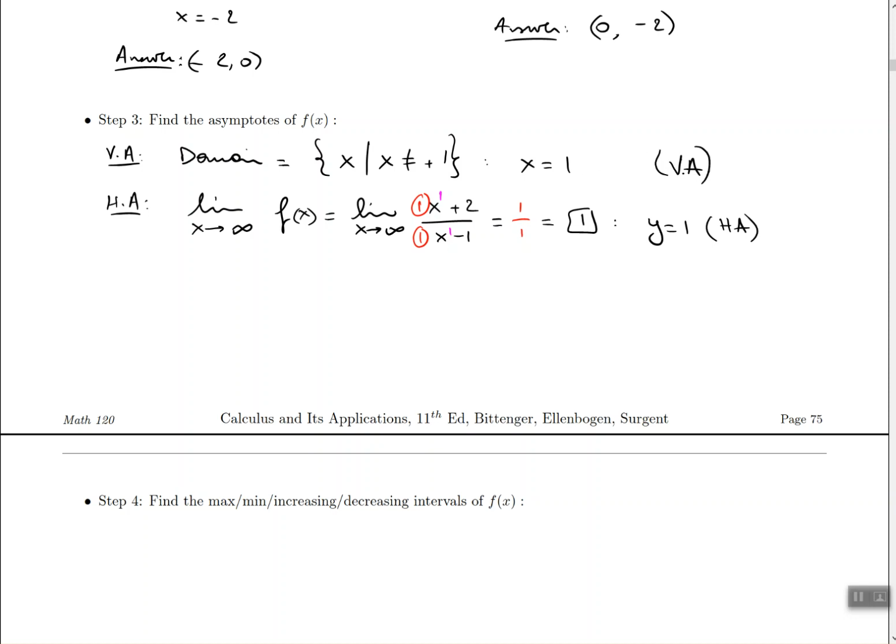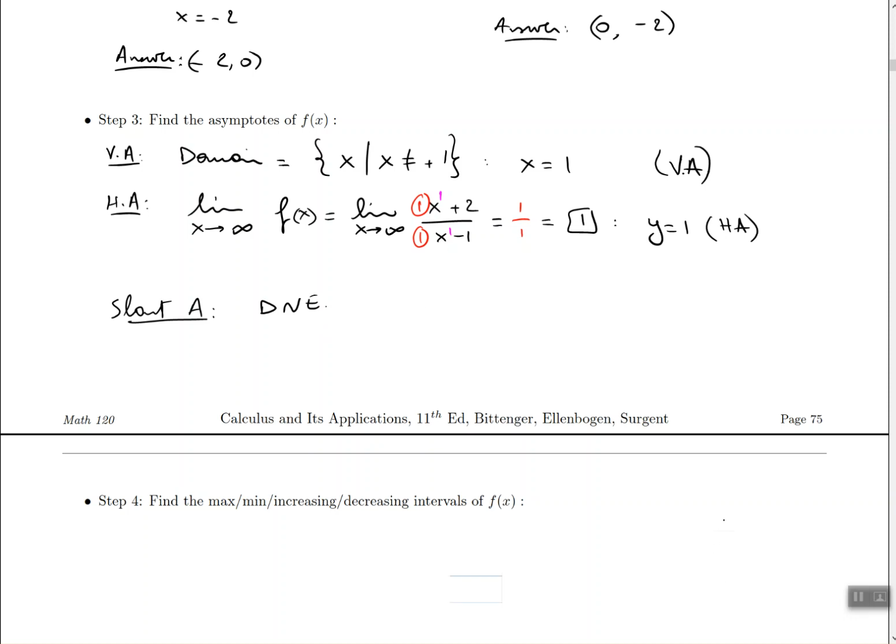Since there's a horizontal asymptote, automatically there are not going to be slant asymptotes. So the slant or oblique asymptote does not exist because we have a horizontal asymptote. You cannot have slant and horizontal at the same time. It's either one or the other. If you already have a horizontal, you're not going to have a slant, and vice versa.